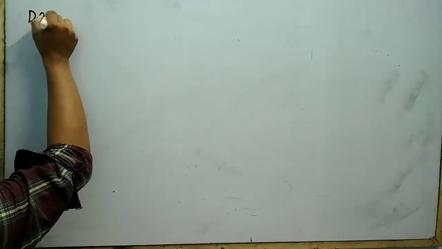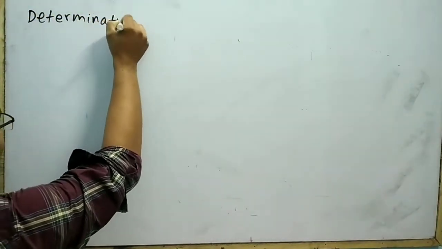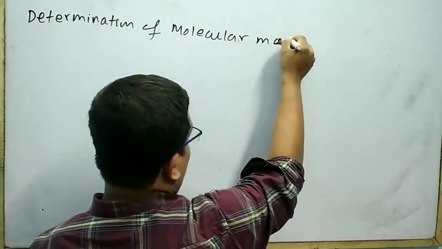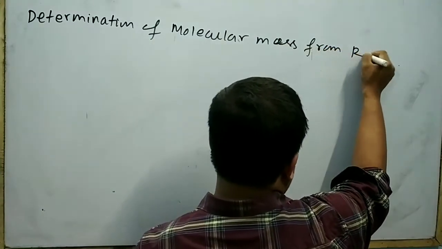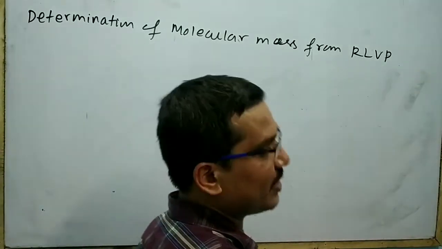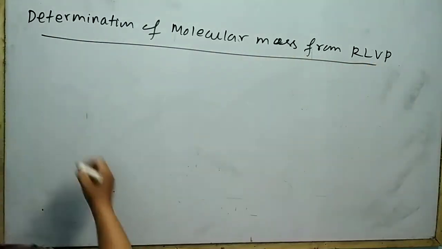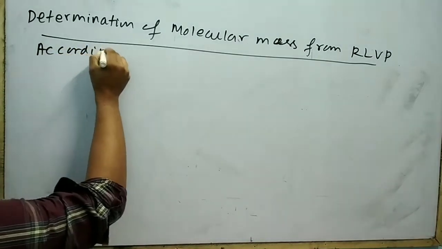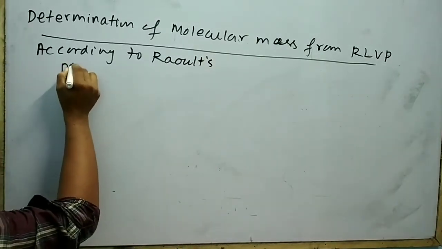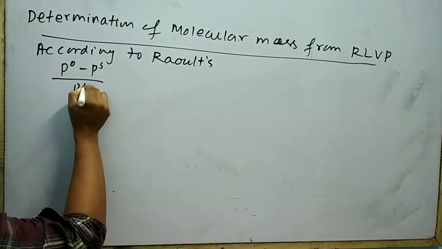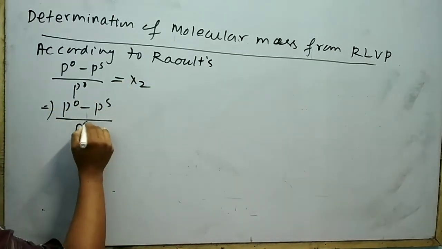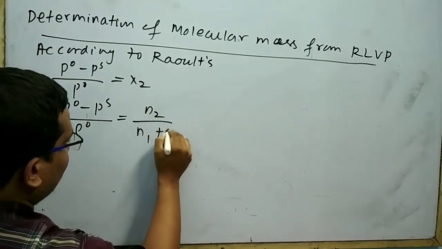Next I will explain about the determination of molecular mass from RLVP. RLVP means relative lowering in vapor pressure. According to Raoult's law, I can write (P0 minus Ps) divided by P0 equals x2. This implies (P0 minus Ps) divided by P0 equals n2 by (n1 plus n2).